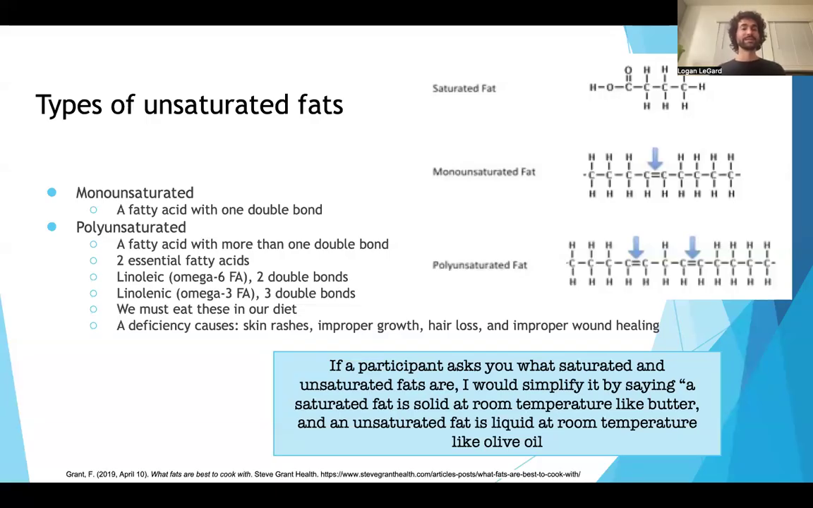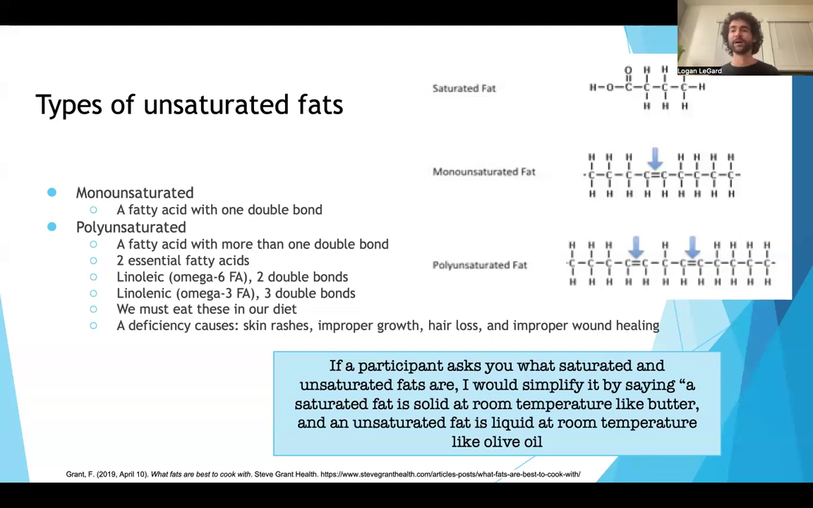There are two essential polyunsaturated fatty acids, which means that we have to eat these in our diet. That is linoleic acid, which is omega-6 and has two double bonds, and then linolenic acid, which is an omega-3 fatty acid and has three double bonds.